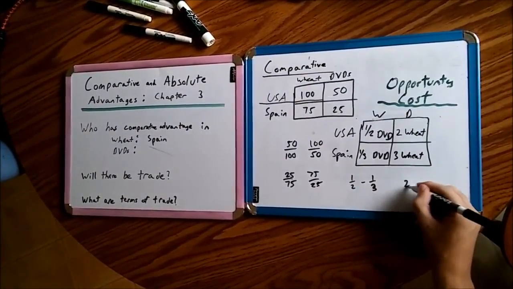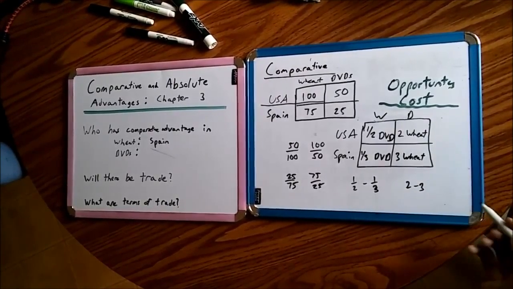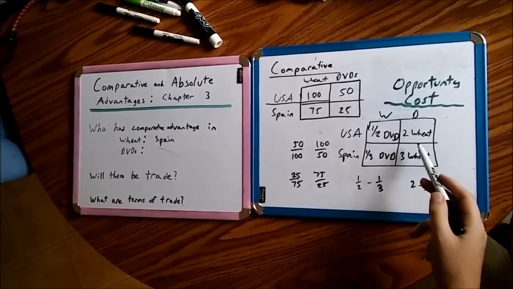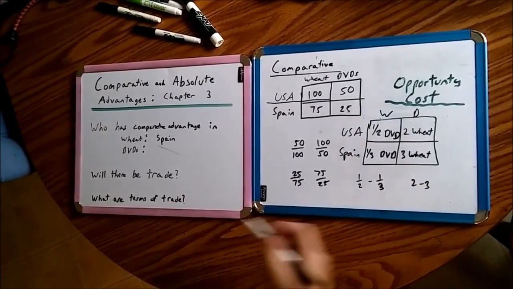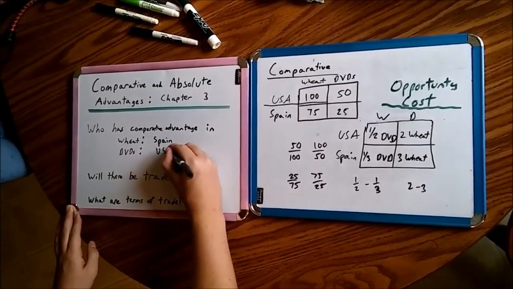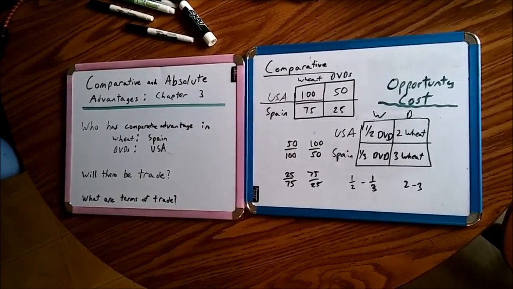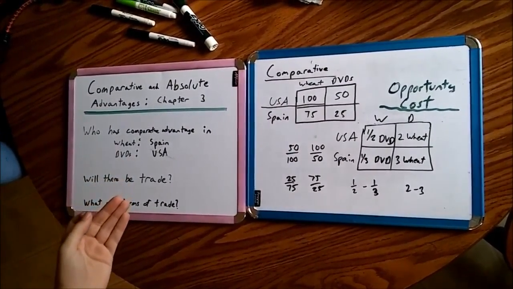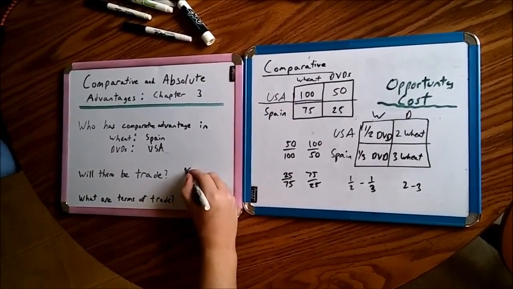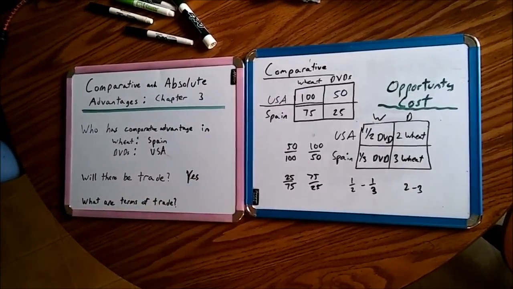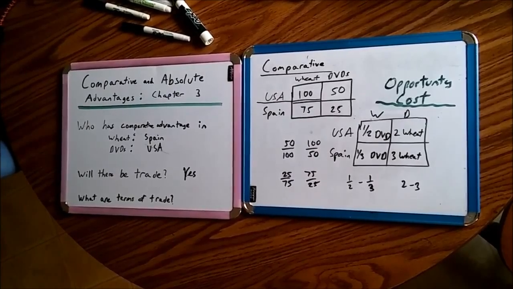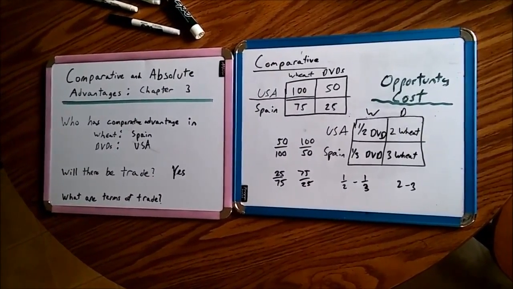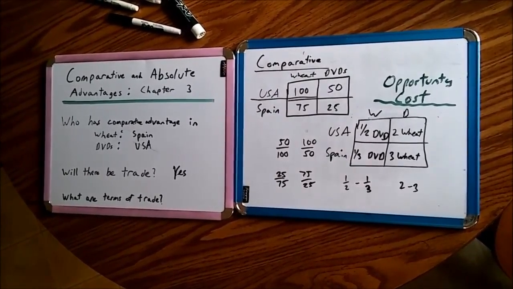We see that 2 is less than 3. So that way, the US will have the comparative advantage in DVDs. So again, now that one has a comparative advantage over another, we can say that yes, there will be a trade. This will almost always guarantee that comparative advantage will work in trade.